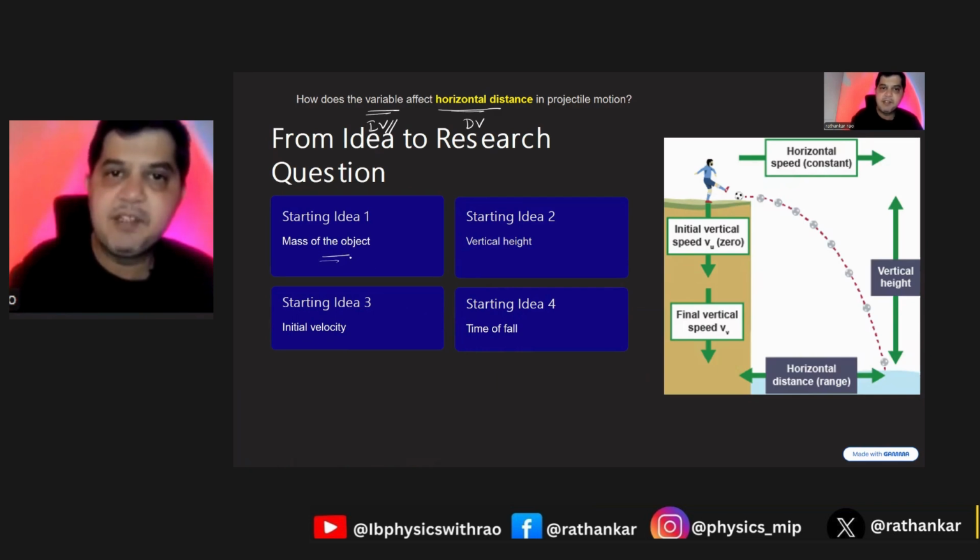Now, if the mass of the object changes, does it change the path? Does it change the horizontal distance from here? That could be one idea. The second idea could be something like the vertical height.